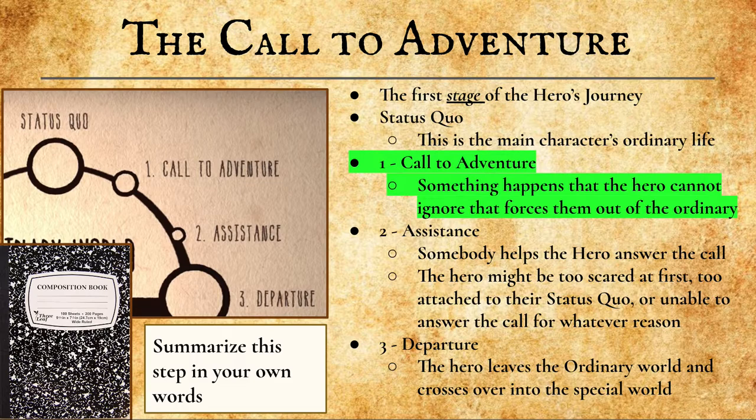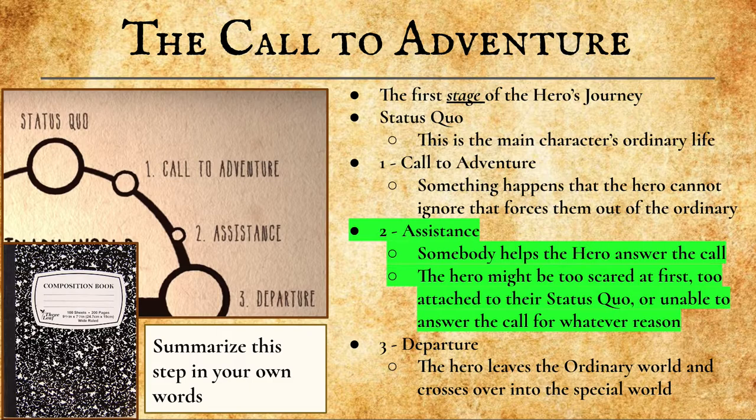All right. Next up, we've got to talk about assistance. Now, assistance is a step when somebody helps the hero to answer the call. And the hero might have a bit of hesitation. They might be too scared to answer that call to adventure at first. Maybe they're too attached to their status quo.